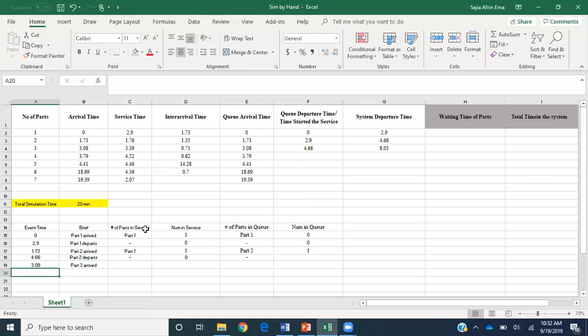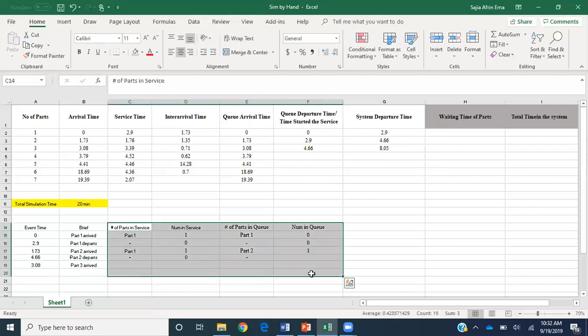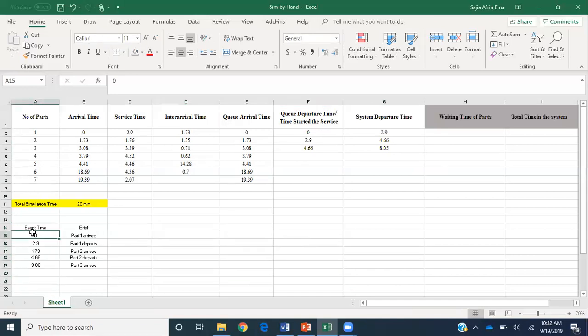Okay. I'll just take these columns off. I think it's making it more confusing. Let's just track the event time and what part arrived and what part departed at that time. Okay. So 3.08 minutes, part 3 arrived. What time will it leave the system? 8.05 minutes. So part 3 departs.